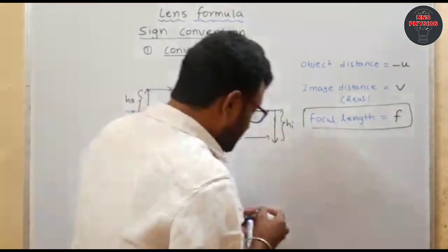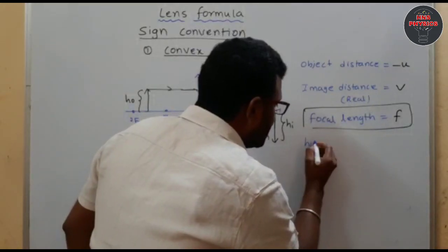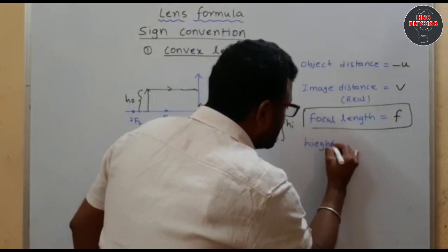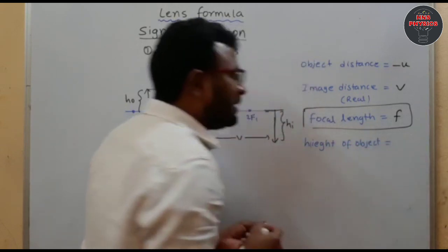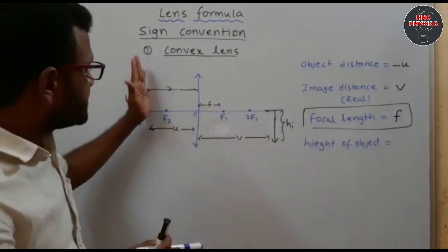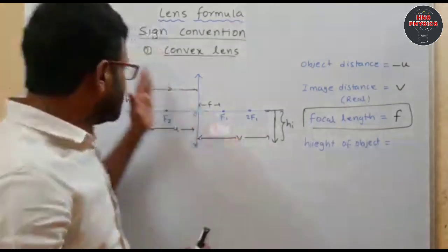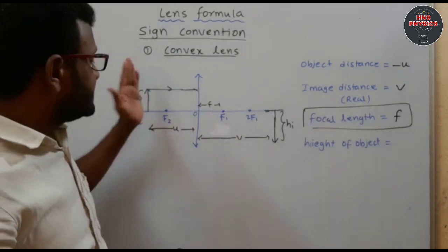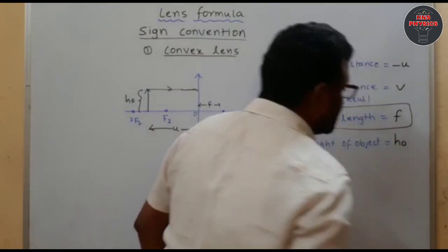Next, height of object. That is positive, because above the principal axis the distances are measured positive. Above the principal axis all vertical distances are measured positive. So that's why the height of the object is positive.